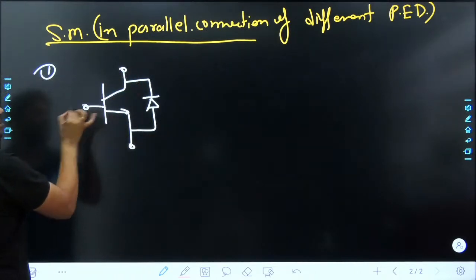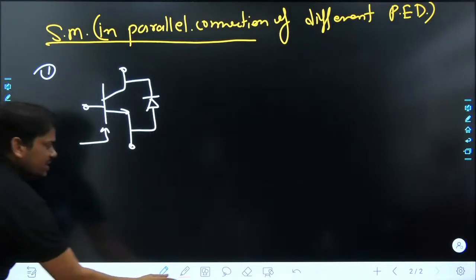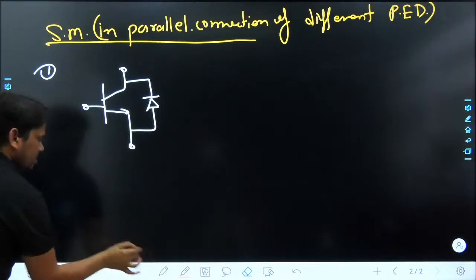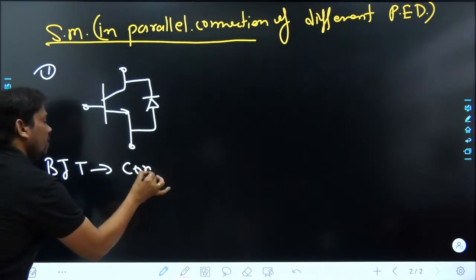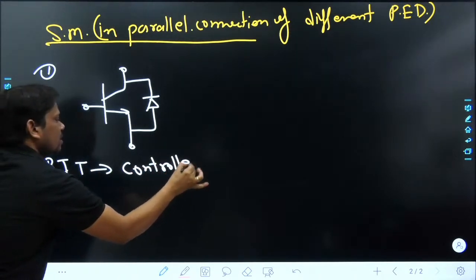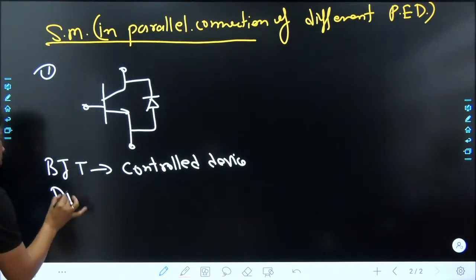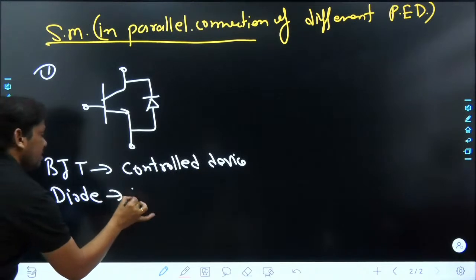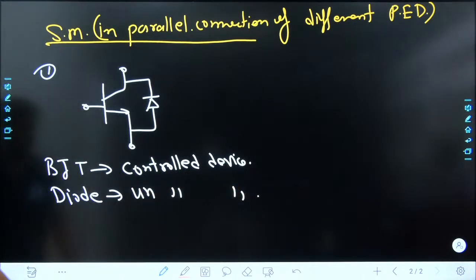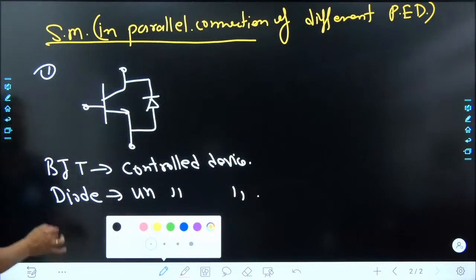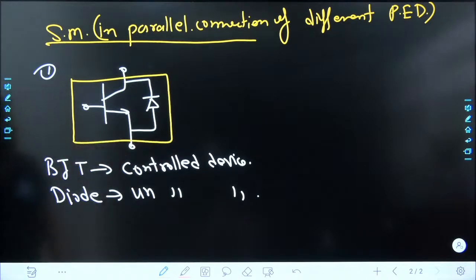Try to understand BJT, where, my dear friend, everyone knows this BJT is a controlled device. Please try to understand, this BJT is a controlled device, whereas a diode is an uncontrolled device. Hopefully this is clear. So now this switch module will be a combination of controlled and uncontrolled.